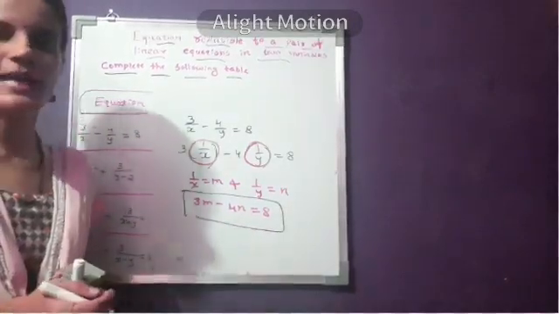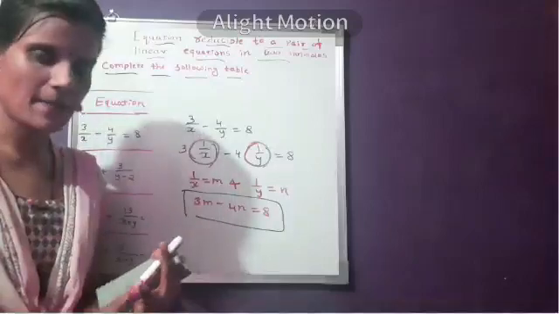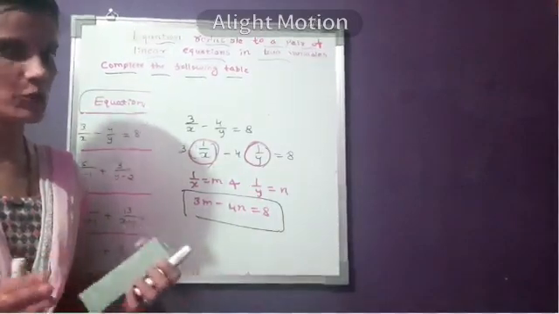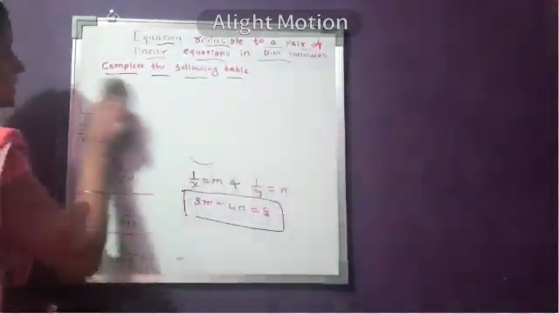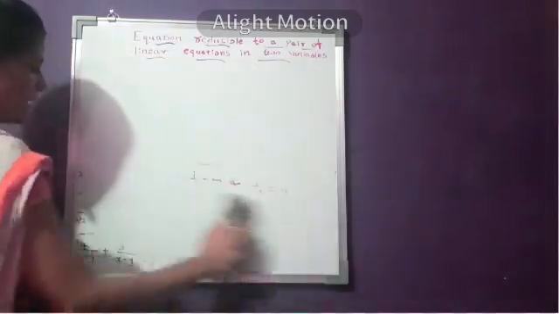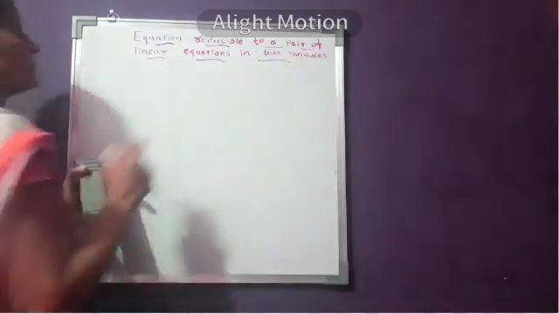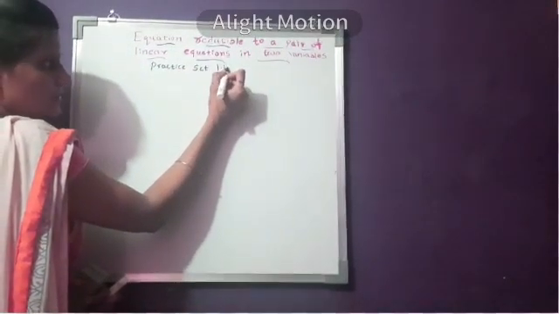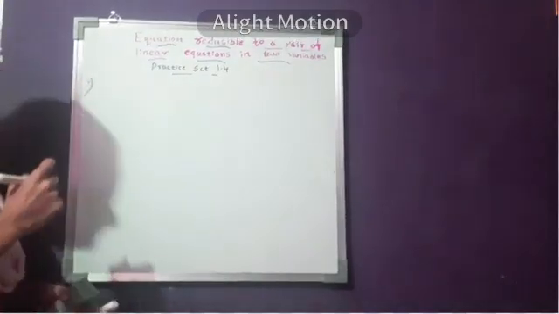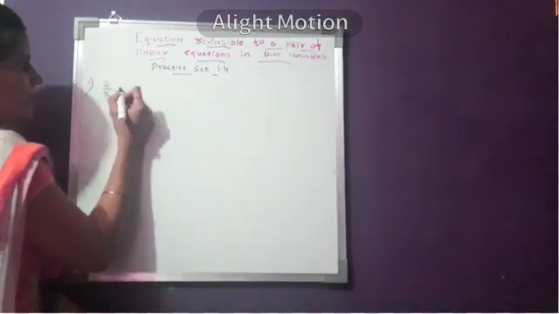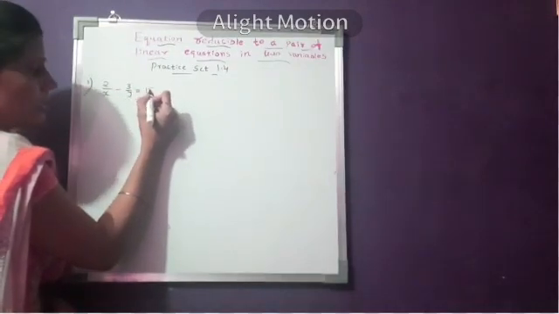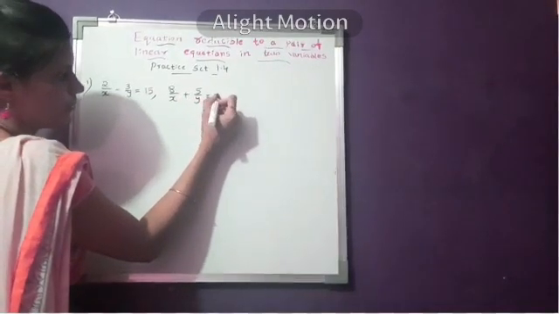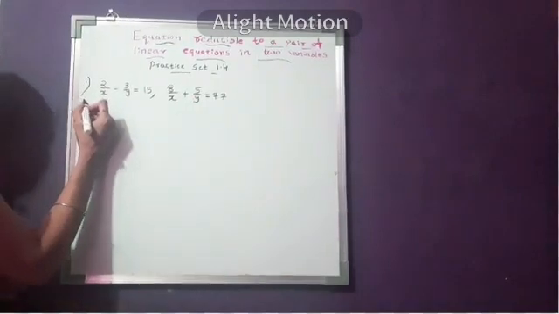After that you can solve by any method, either by the elimination method or by Cramer's rule or by the graphical method. It depends on you which method you want to follow. So let's start with our practice set 1.4. Your practice set 1.4 contains 4 sums in it. The first sum is 2 upon x minus 3 upon y is equal to 15 and 8 upon x plus 5 upon y is equal to 77. Let's see the solution.